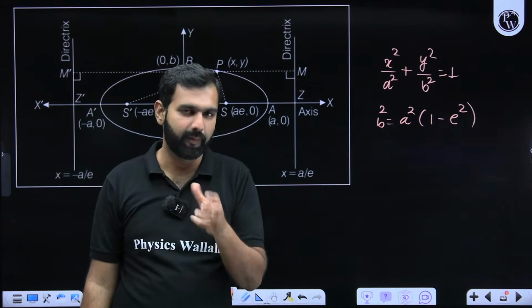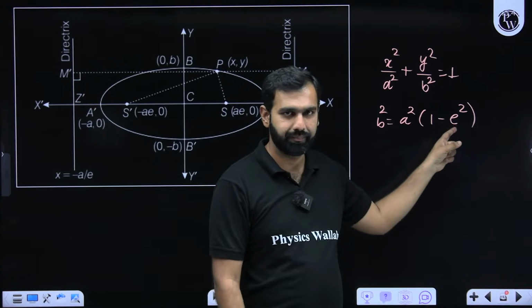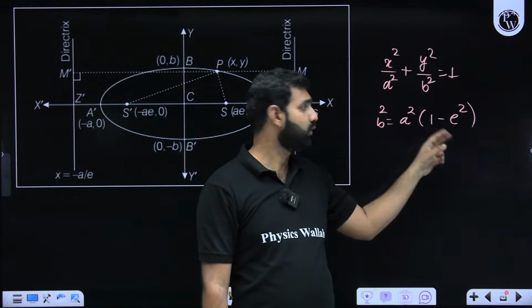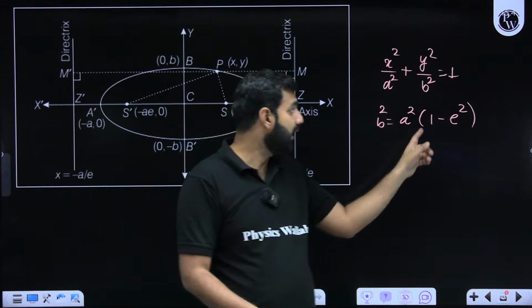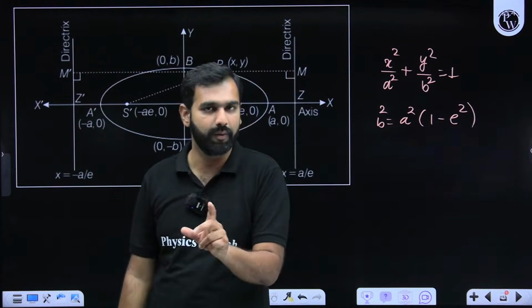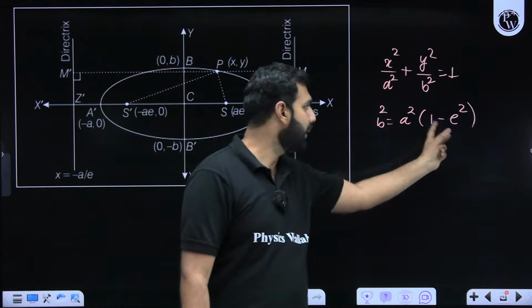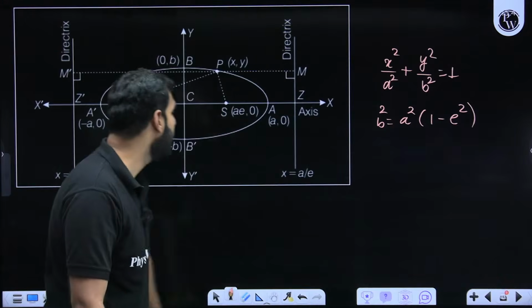So I have developed a technique: for ellipse, eccentricity is less than 1, so you subtract it from 1. For hyperbola, eccentricity is greater than 1, so you write e square minus 1. So I'll write the same formula for hyperbola, but there I'll swap e square and 1. And that is how I remember it.